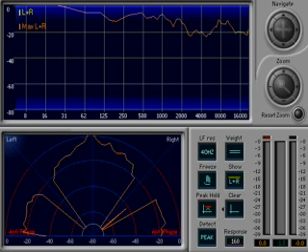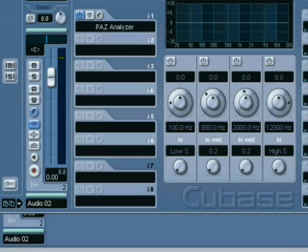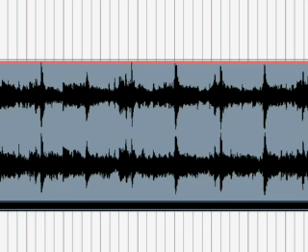Now let's go to the track itself. What we were seeing in the graph there is these peaks, kick drums, and sometimes peaking out. So the question is, do we need to limit, compress, or both?